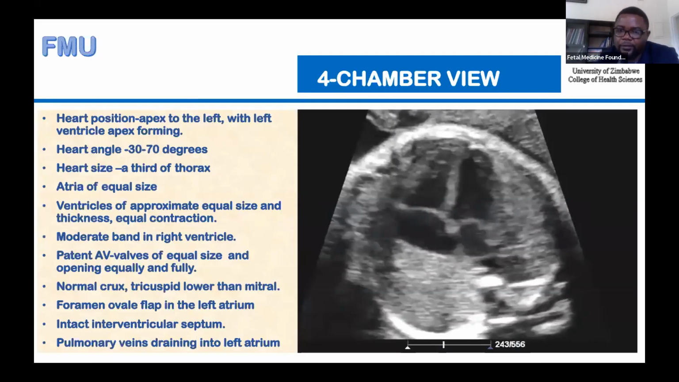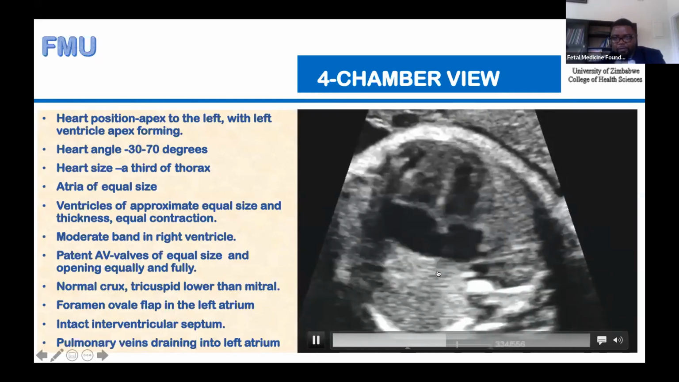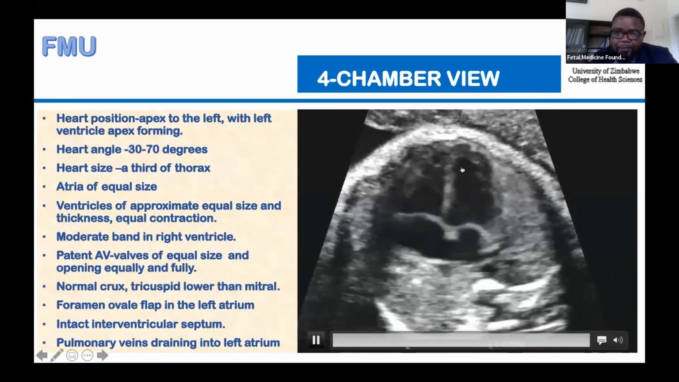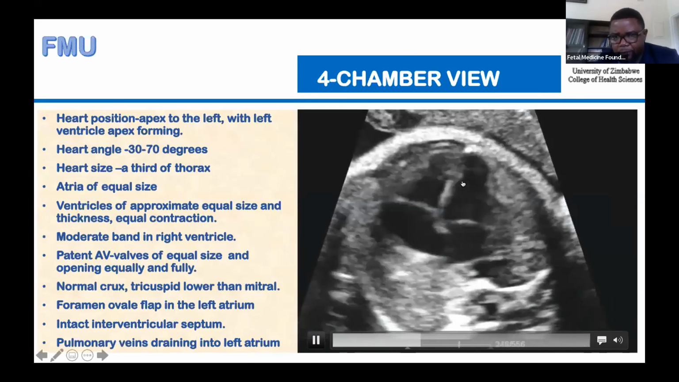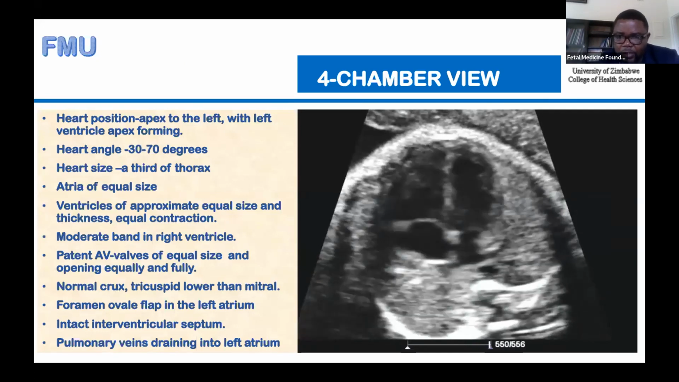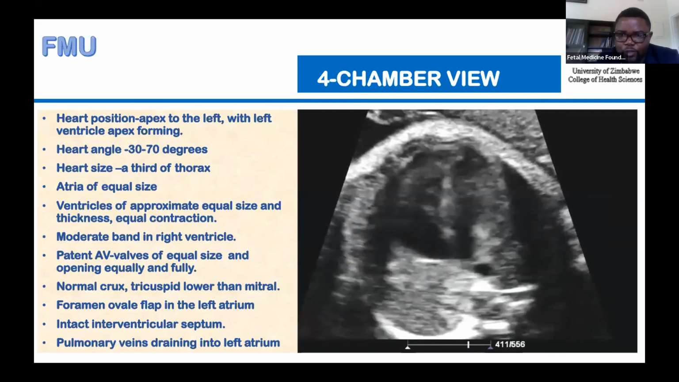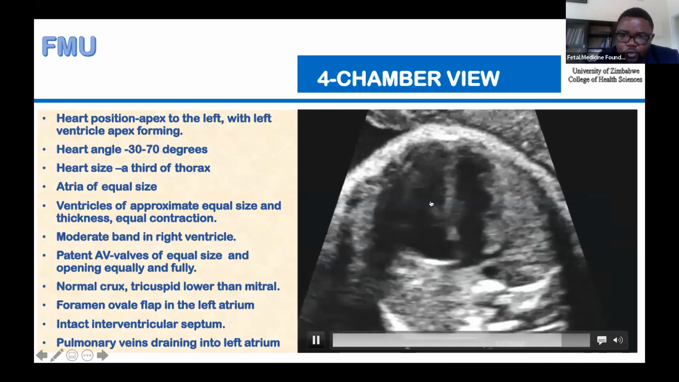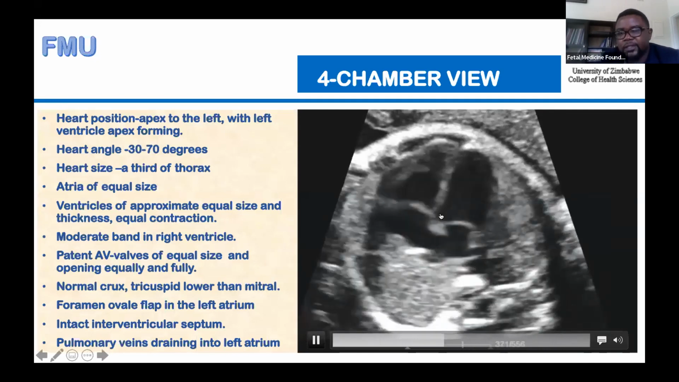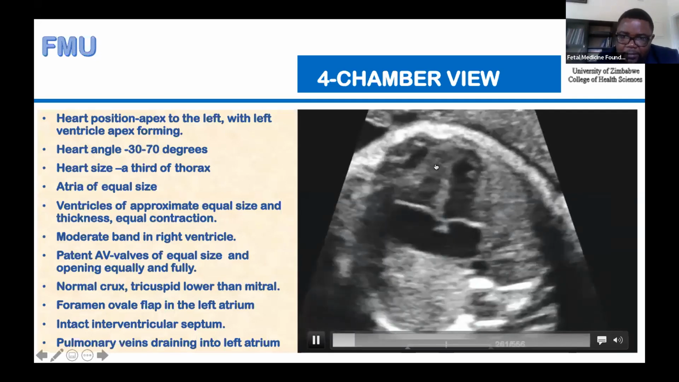Let's go to the heart itself, the 4-chamber view. I'll play the video. So when you look at the heart, how should we look at it? The heart should occupy between a third, but not more than a half, of the surface area of the thorax. And the apex should be seen pointing to the left. If you draw an imaginary line from the spine to the sternum, it should be seen pointing to the left. On top of that, you should make sure that the ventricles appear symmetrical.